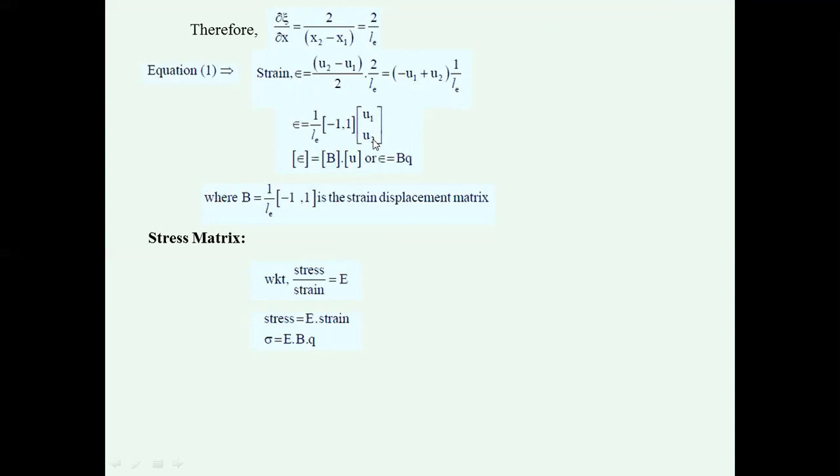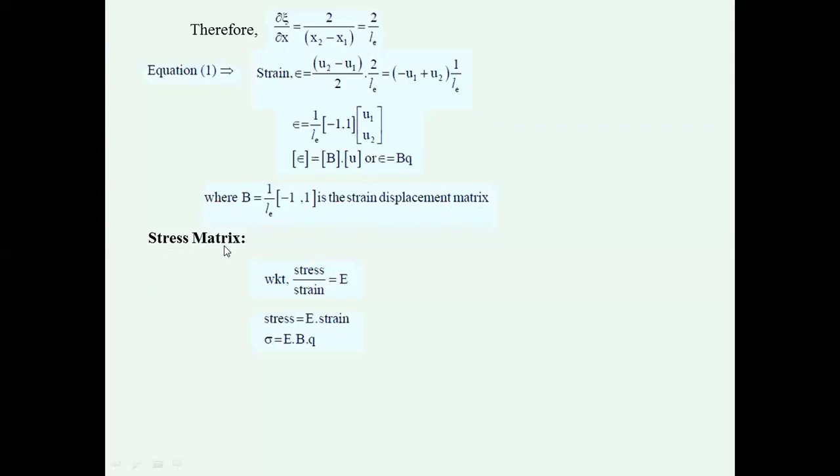U1 and U2 are nodal displacements, represented by the field variable in matrix form. So strain is nothing but B into U. Or in some textbooks, instead of U, they use Q. So strain can also be represented as epsilon equals B into Q, where B is nothing but 1 by L times [minus 1, 1]. This is the strain displacement matrix for 1D bar element.